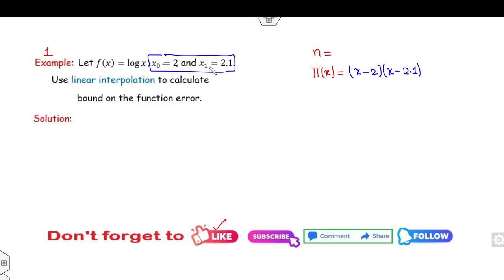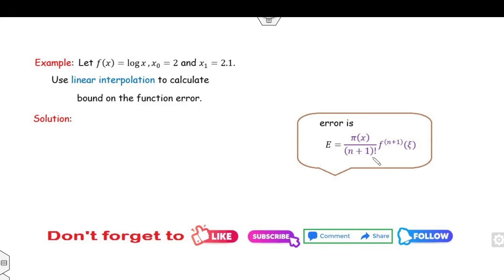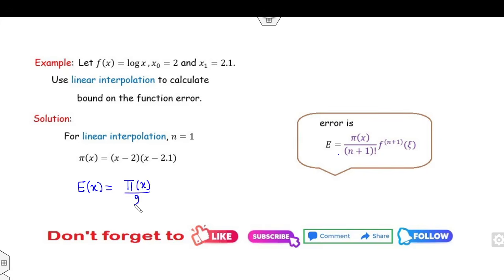How many points are there? This is x0, this is x1. So the value of n is 1. Moreover, you can see it's a linear interpolation, so n is 1. Now finally you write the formula for the error. What is the error formula? It's pi(x) divided by (n plus 1) factorial. In this case n is 1, so I can substitute here. When n is 1, it is pi(x) over 1 plus 1, that is 2 factorial, which is 2.